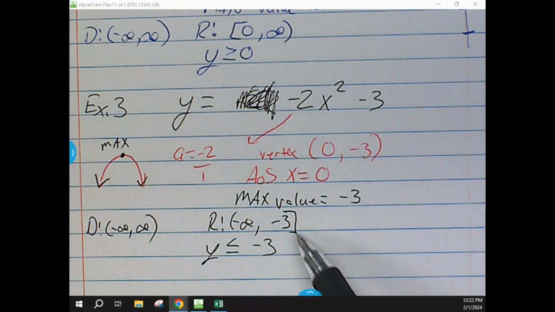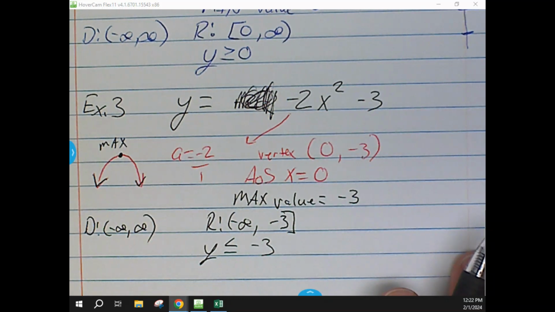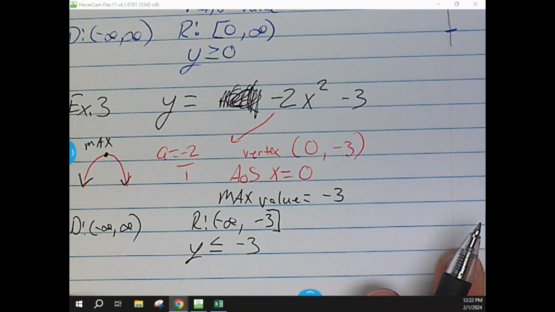So again, sometimes they do it this way, sometimes they'll let you do it that way. Just kind of be okay moving back and forth on those. All right, one more graph over here and then we're done.